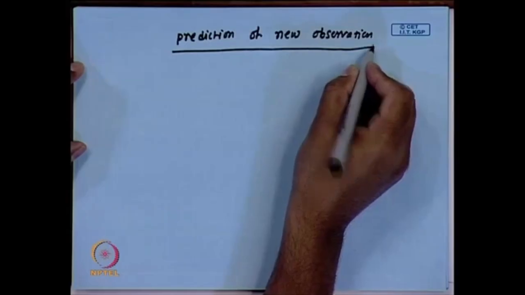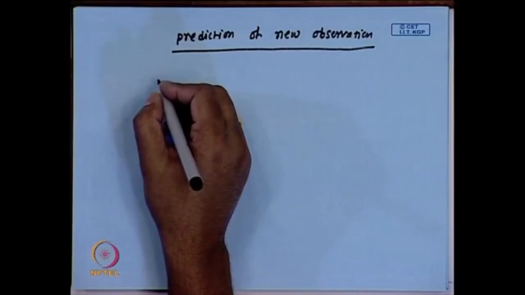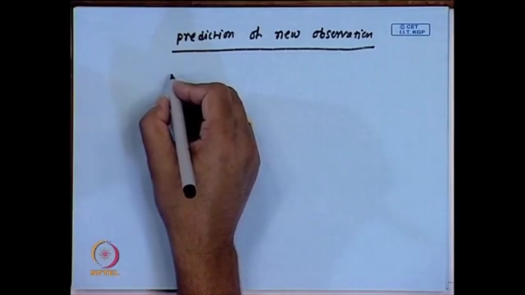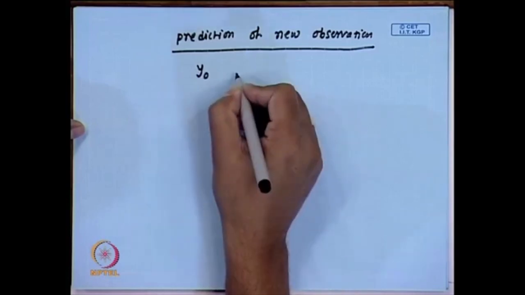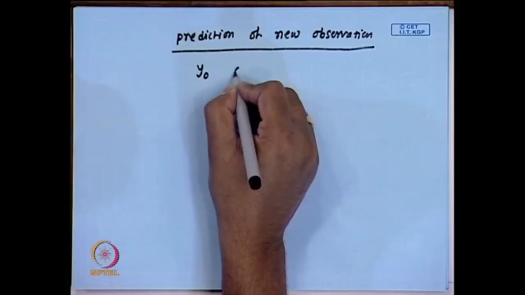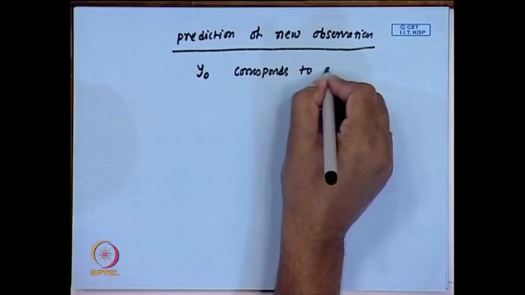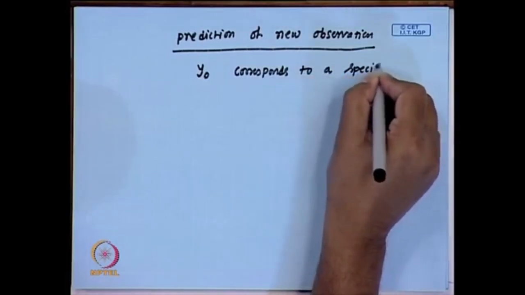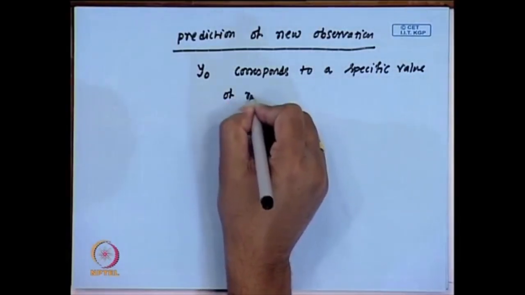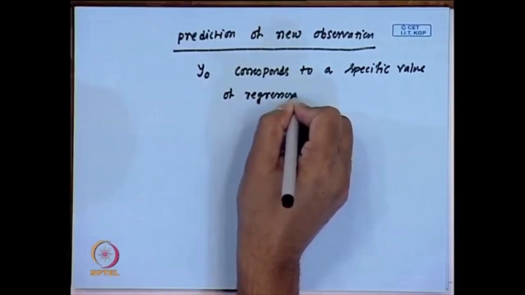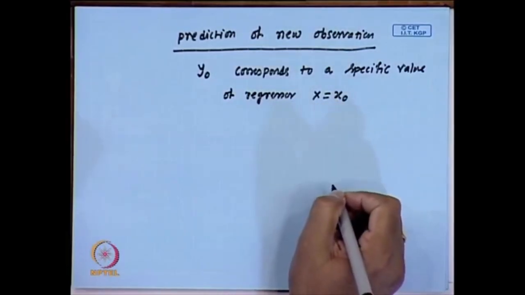Well, what I want to do is that we want to predict a new observation, say y naught, corresponding to a specific value of regressor, say x equal to x naught. Okay.